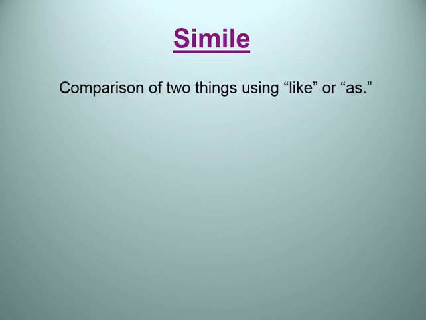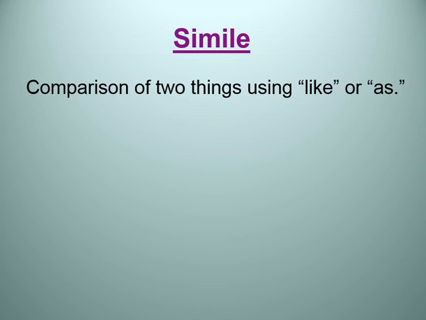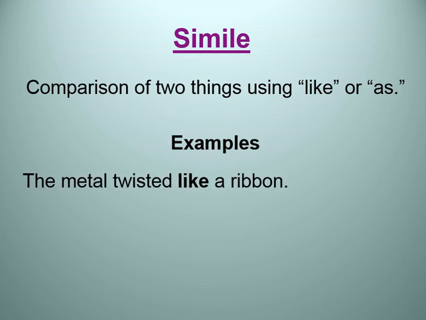Simile. It's the first type. And this is probably the easiest one and the most common. It is a comparison of two things using the words like or as. Here's some examples. The metal twisted like a ribbon. So you're comparing metal, how it twists, to a ribbon and how a ribbon twists. She is as sweet as candy. Saying how kind she is, she's a very sweet person, like candy would be very sweet.